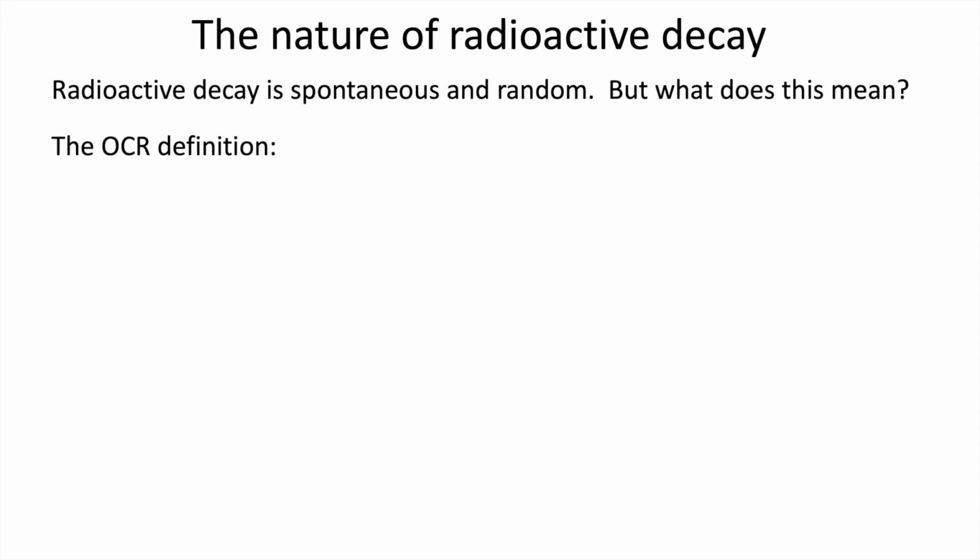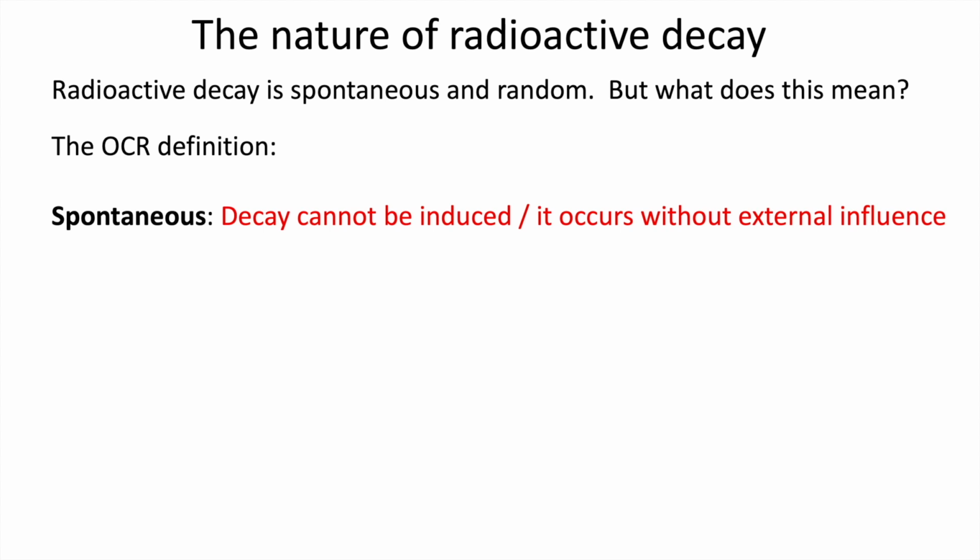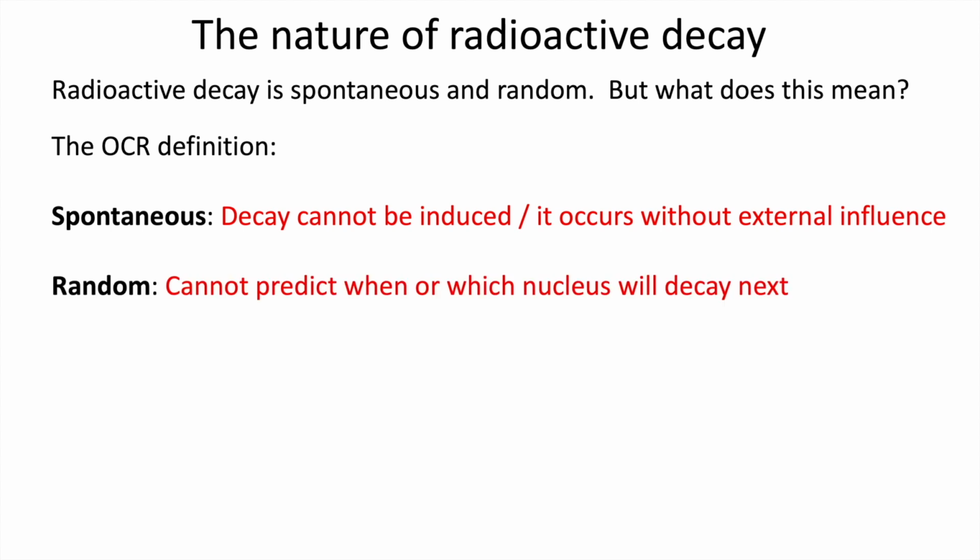Well, the OCR definition is this. Spontaneous means that decay cannot be induced or it occurs without external influence, which means it can't be influenced by pressure, temperature, anything like that at all. So we've got no control over the rate of decay. Secondly, it's random because we can't predict when or which nucleus will decay next.